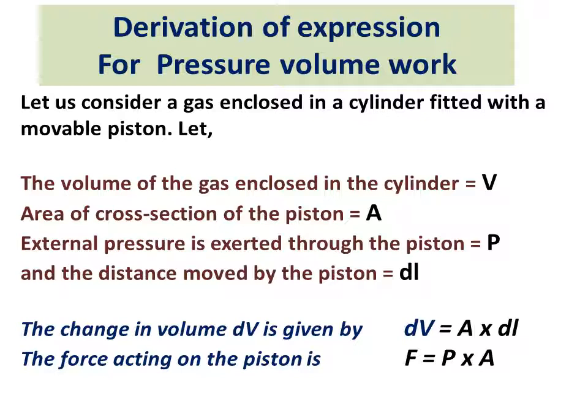Because the change in volume is very small, we will say dV, and it is given by dV is equal to area into distance moved by the piston, so A into dl. The force acting on the piston is F, and that is equal to pressure into area.